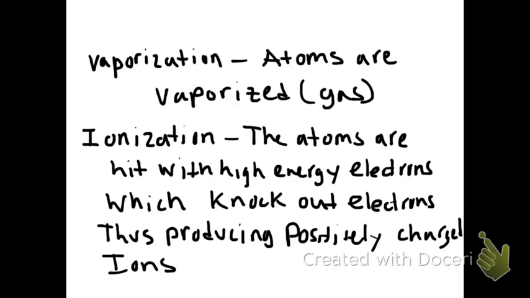Right? So you can think of it, you have this vaporized gas, all these atoms are vaporized. You're going to take high energy electrons and they're going to smash into these atoms, and that's going to cause some of the electrons in the outer shell, those valence electrons, to actually eject, or what we call being ionized, and this is going to produce positively charged ions.